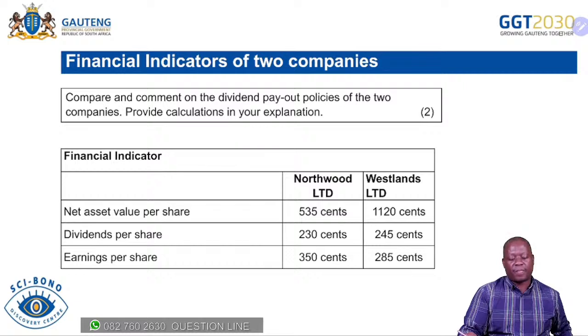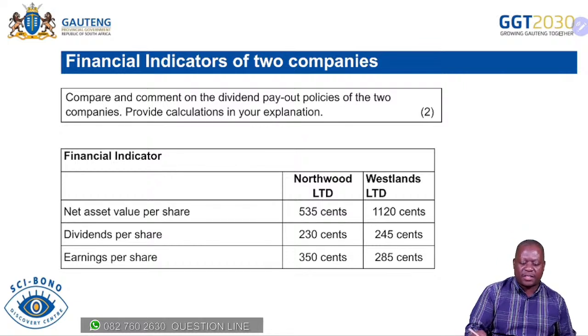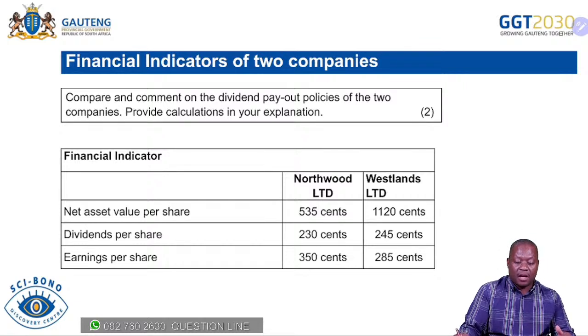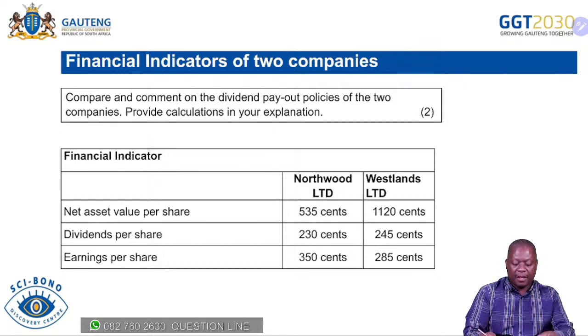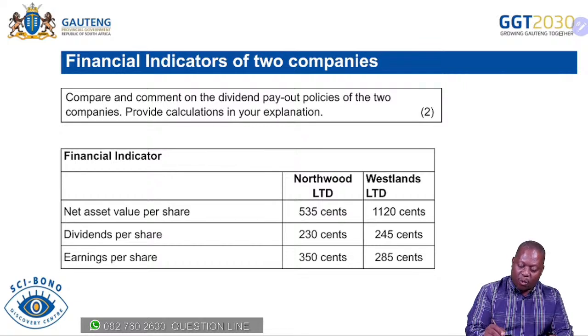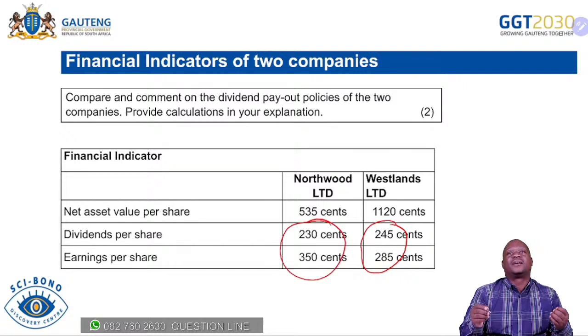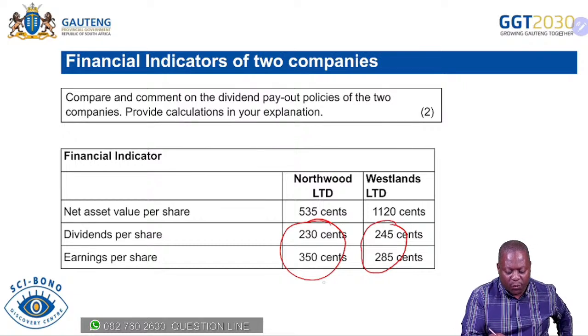And then it says, compare and comment on the dividend payout policies of the two companies. Provide calculations in your explanation. There we are, two companies, and we are supposed to compare the dividend payout policies. Now, where are we? We are comparing earnings versus what? Dividends per share. So let's look into Northwood.